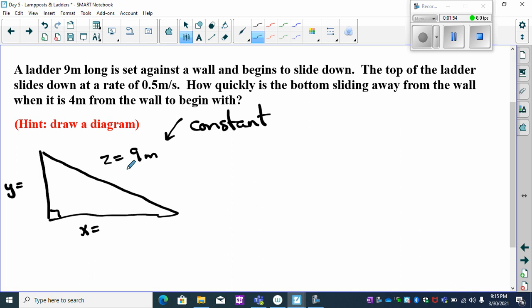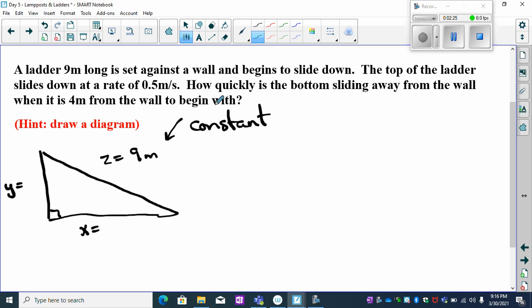So remember we said yesterday that any of the quantities that are changing, don't put them into the formula until after you differentiate with respect to time. This is a situation where this could go in the original. Why? Because it's a constant 9 meters long. The ladder is not growing, it's not shrinking. When it falls down, when the top of the ladder hits the ground, the end of the ladder would be 9 meters away. The ladder is still 9 meters long.